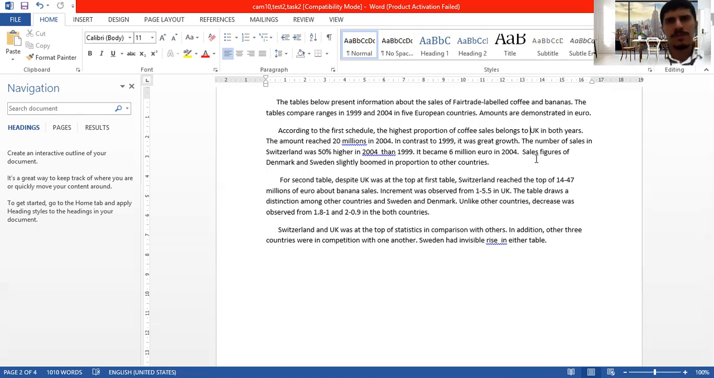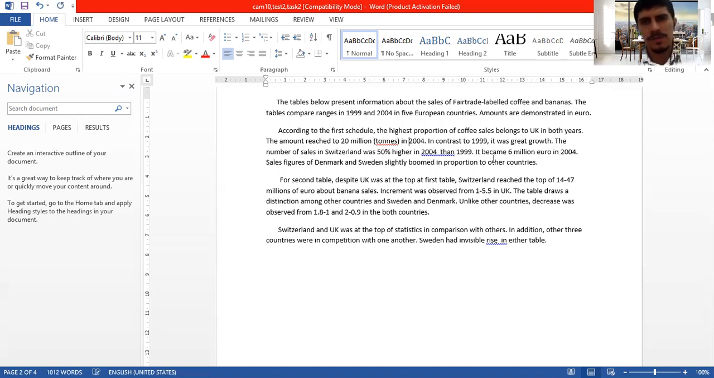The amount reached 20 million what? Tons or something. So we need to use here the type of unit and what kind of qualifier we're using here. 20 million tons or whatsoever, I don't know. Let's write in parentheses tons. In 2004.